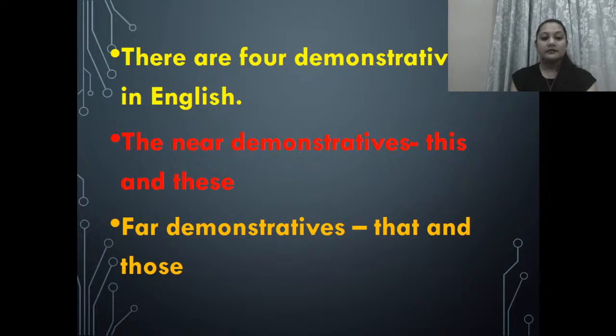Next, there are four demonstratives in English. The near demonstratives are this and these, and the far demonstratives are that and those. I'm repeating: near demonstratives are something closer to us, they are this and these, and far demonstratives are that and those. Nothing to worry about, we will understand these in detail.